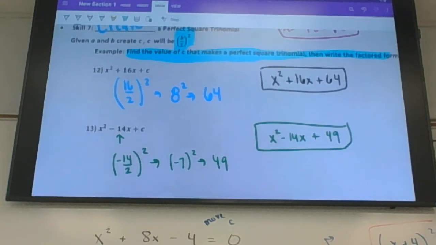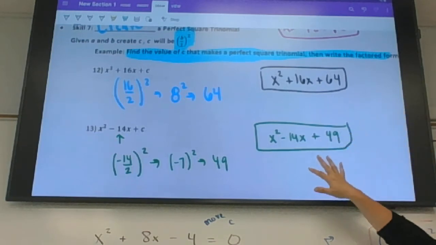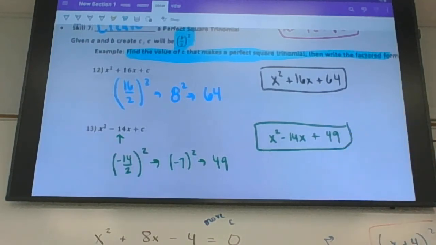All right, so in your assignment, you have to do problems like solving by square rooting, what we just did, and you have to create C values. So you guys can open that up and start it, and I'm going to pass back your quizzes.